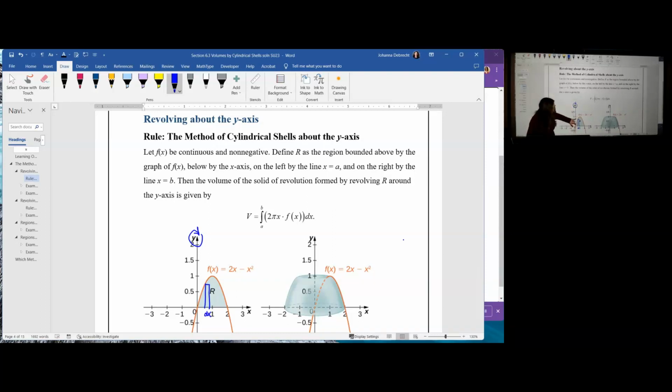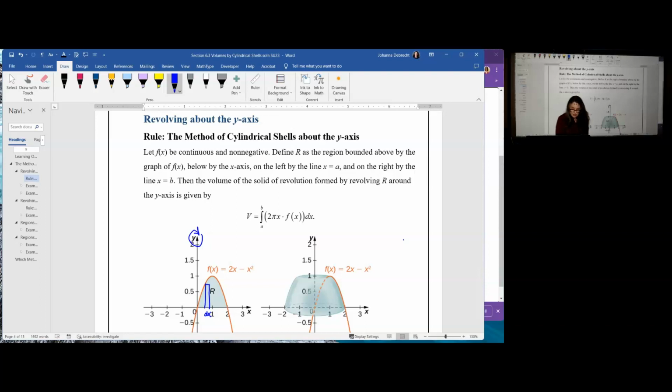Then, to measure the radius, you would take the point where it meets the function and think about the coordinates, x, y. x is the value of the radius, which appears here as 2 pi x. And then the height of the shell at that point is given by the function value, f of x, with the differential dx.